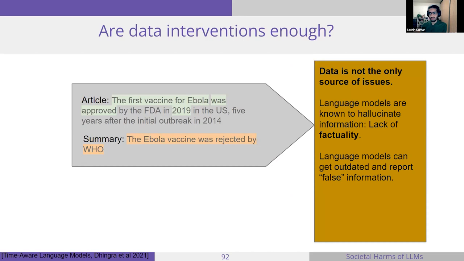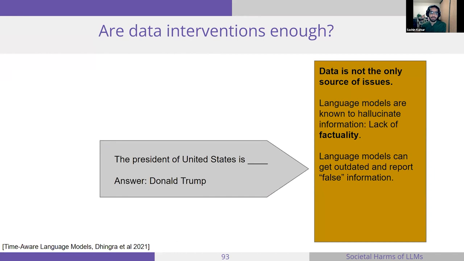And third, like we've discussed before, data filtration is not the only source of issue. Language models, like we said, do hallucinate information a lot of times, and even with clean data, they are known to show this kind of behavior. So filtering data is not going to help in cases like factuality. And a related problem is that models get outdated since they're trained once and fixed, but several pieces of information they encode become false as a result.